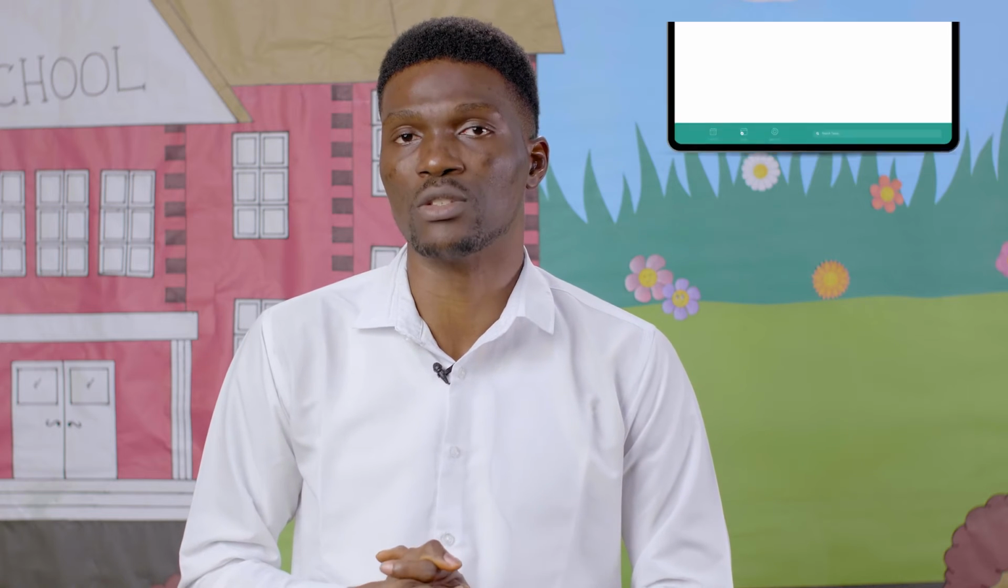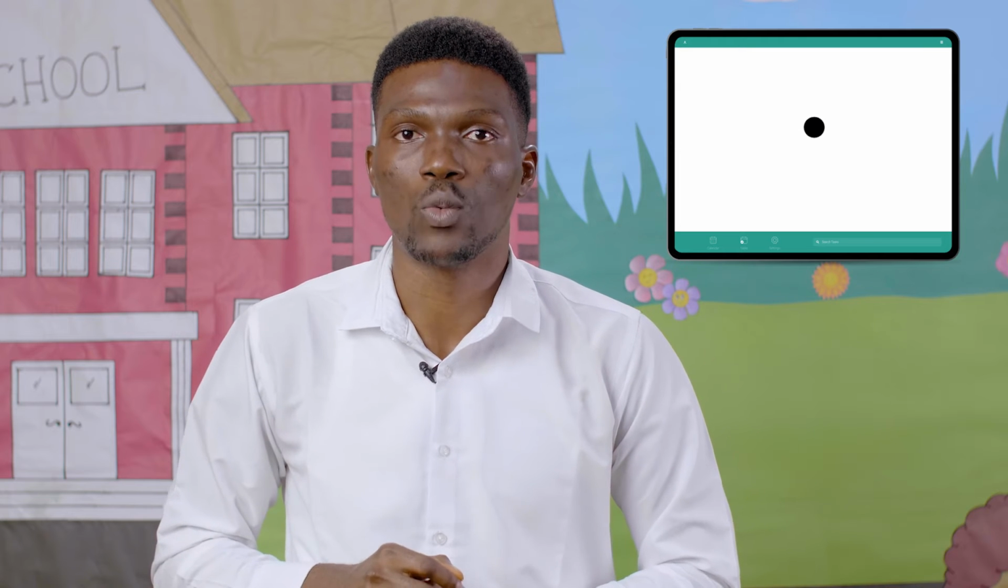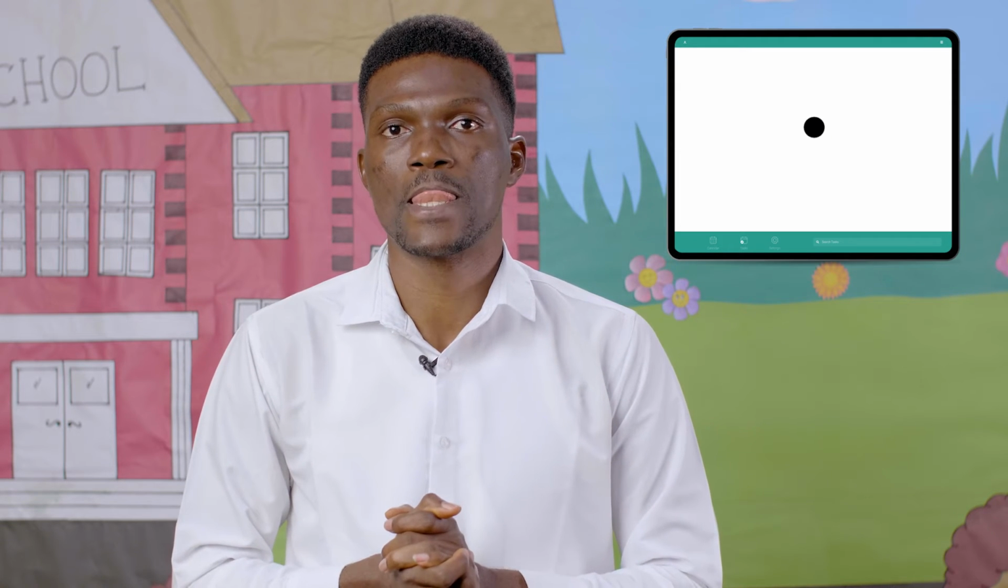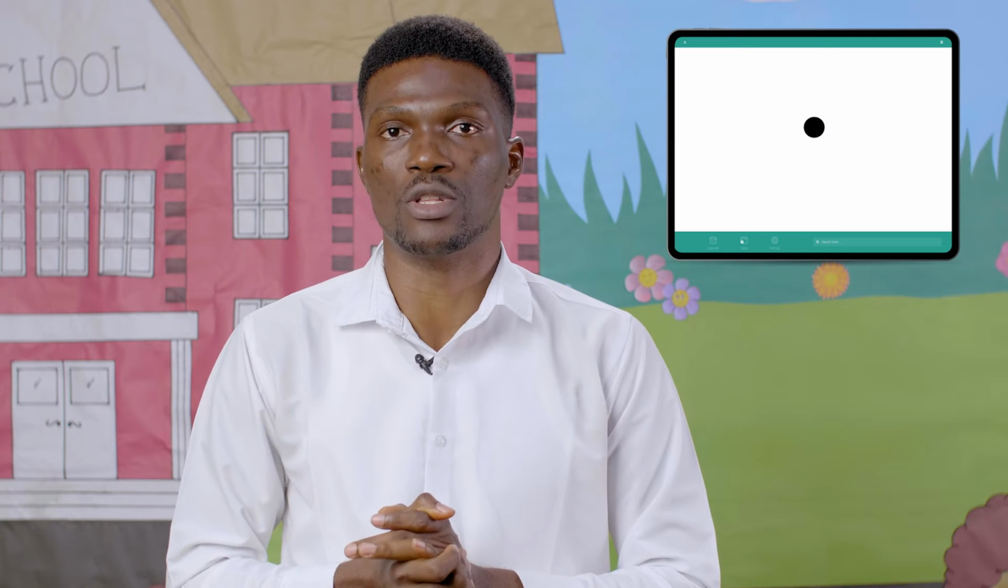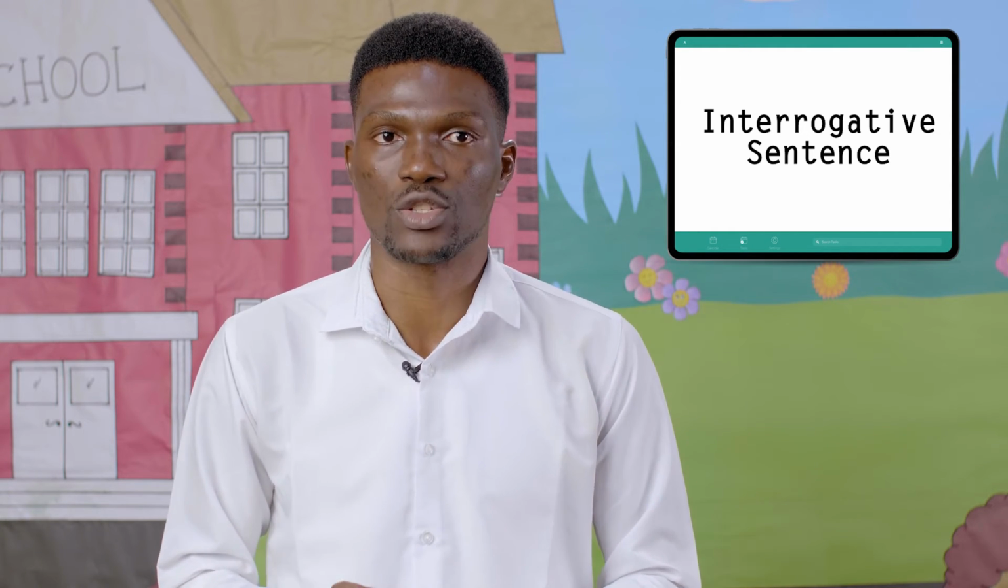What's to know about declarative sentences? A declarative sentence ends with a period, or what we call a full stop. So that's what you need to know about a declarative sentence. The next type of sentence according to function is an interrogative sentence, which is also known as a question. An interrogative sentence asks a question. I'm sure you know a question, right? A question is a sentence that asks something. And typically, when you're asked a question, you have to give a response, right? All questions end with a question mark.